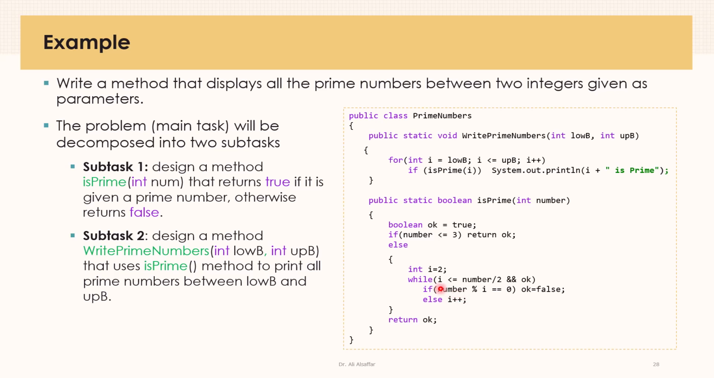Any of these numbers, if it does not divide number, then the value of OK, which is the local Boolean variable, will never change and it will be true. And therefore, how will we exit the loop? We will exit the loop when the value of I is greater than half of the number.